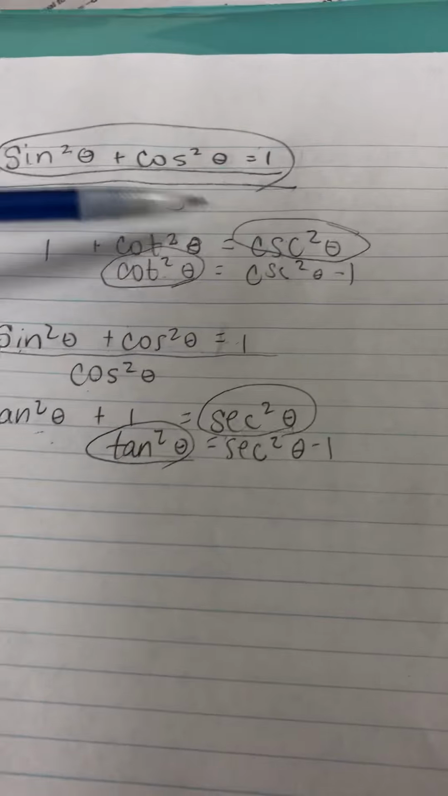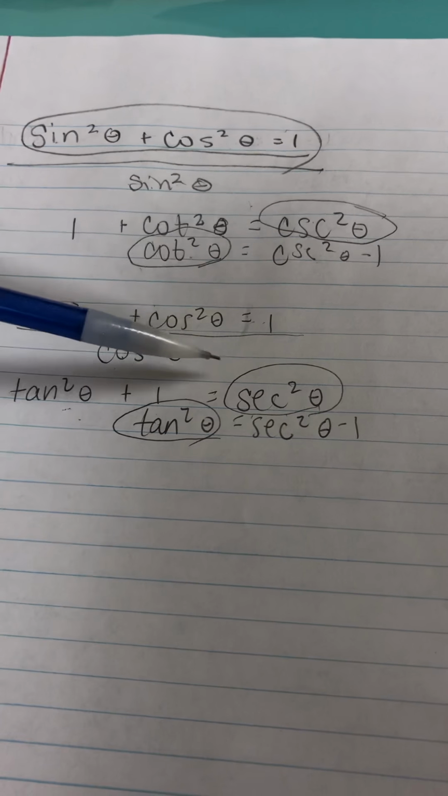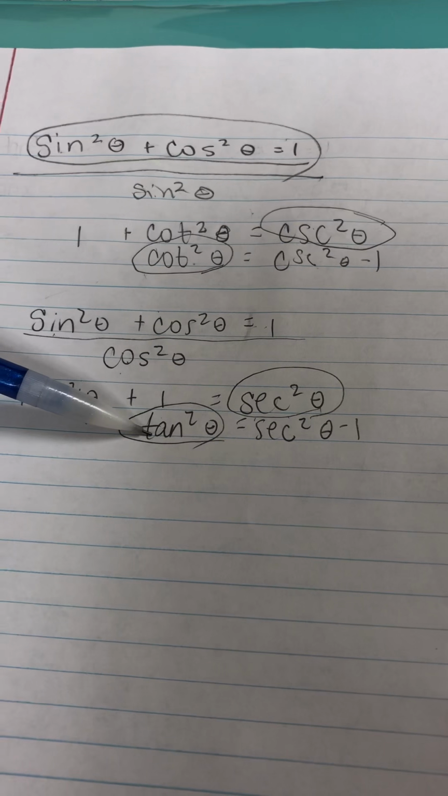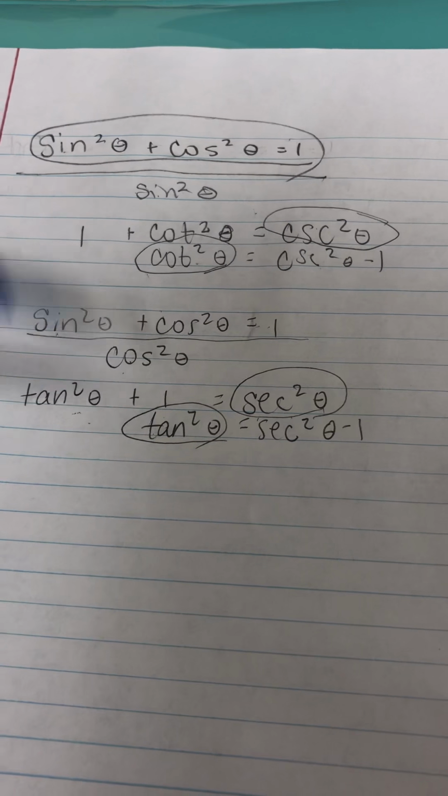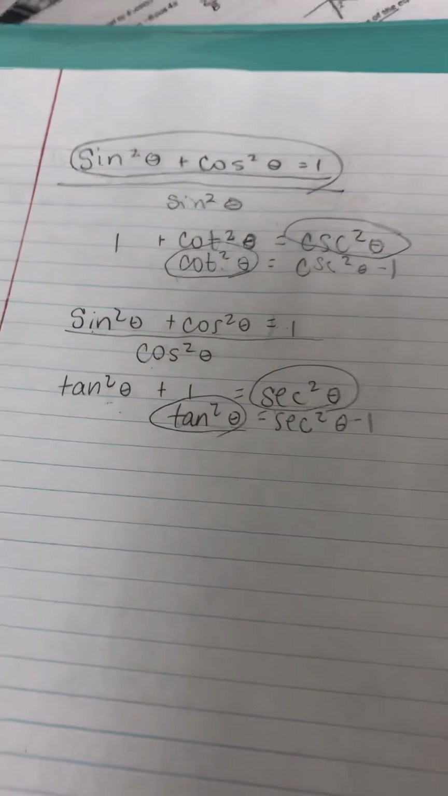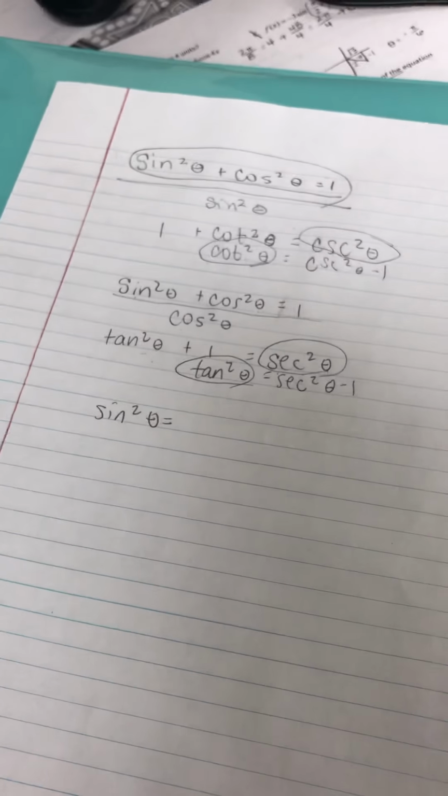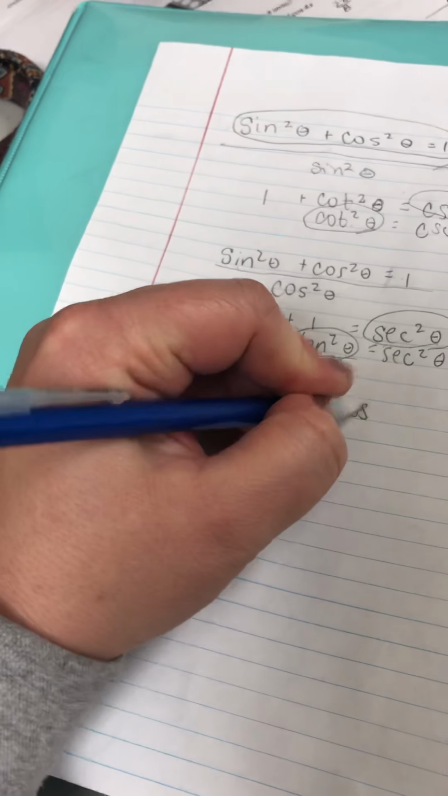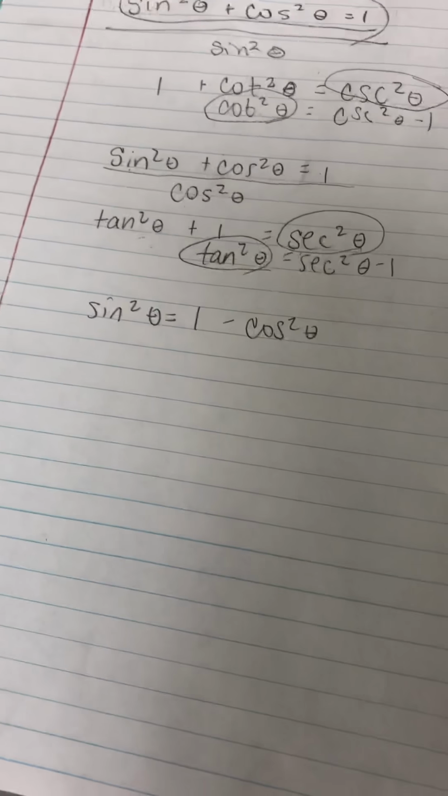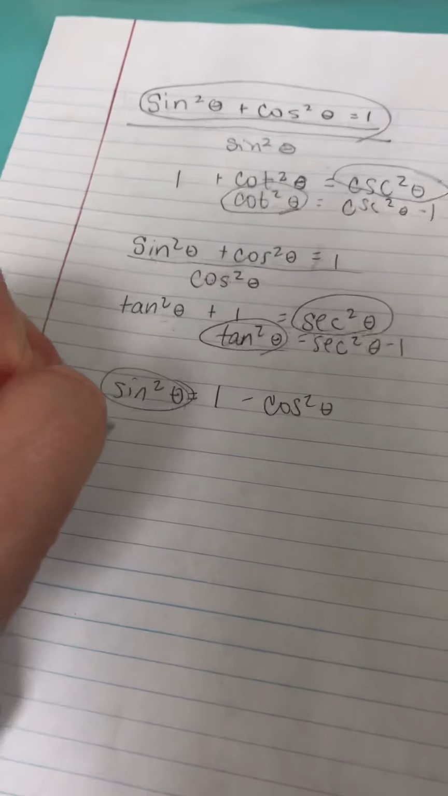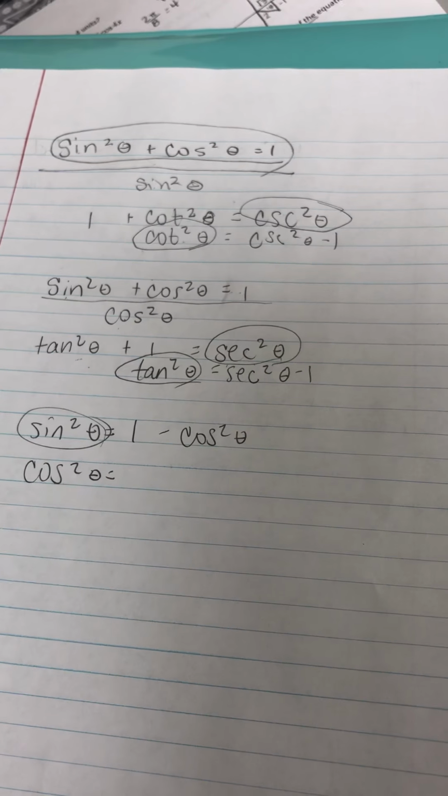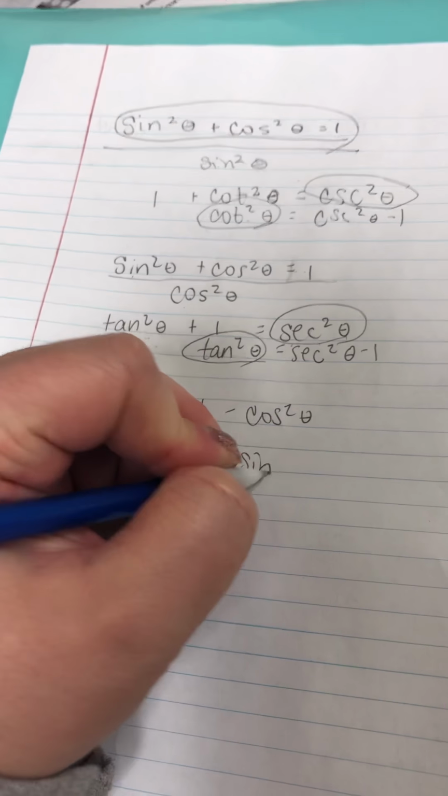So we have now solved for cosecant, cotangent, secant, and tangent. The only two that we have not solved for are sine and cosine, but guess what? Sine squared theta has to equal what? 1 minus cosine squared theta, if we just subtract cosine squared from both sides. So that's what sine squared is equal to. And cosine squared theta would have to equal 1 minus sine squared theta.